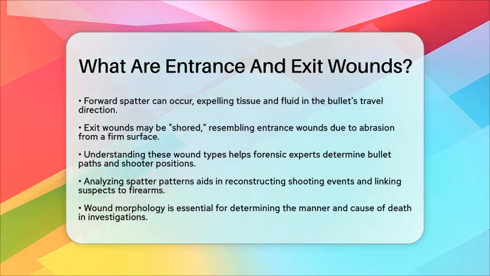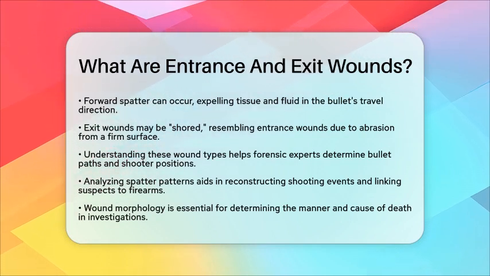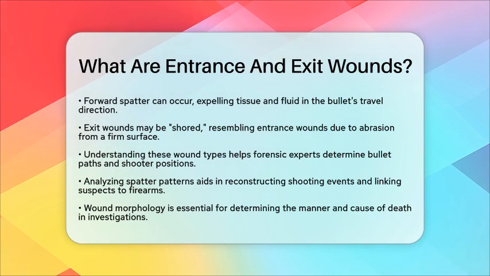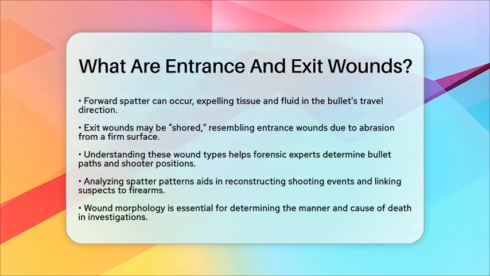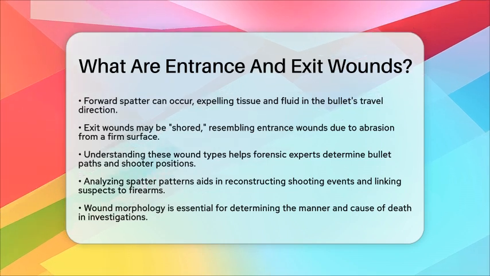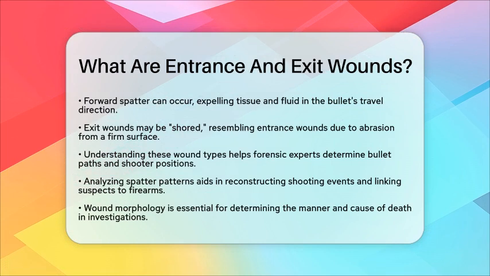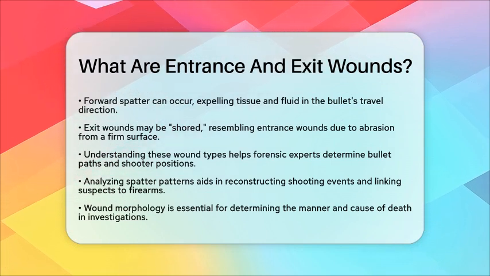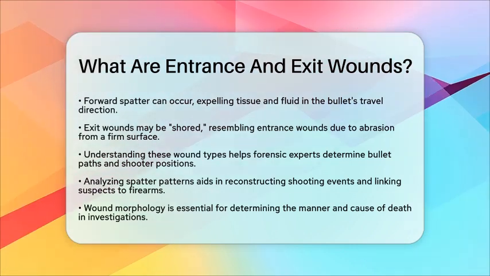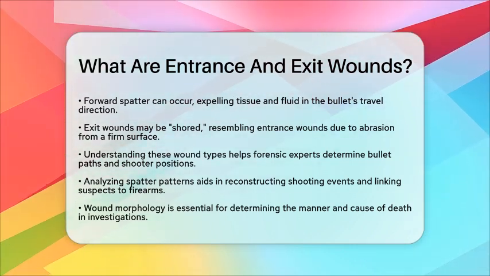The study of wound morphology is essential in determining the manner and cause of death, which is crucial in criminal investigations. In summary, entrance wounds are typically smaller and more regular, featuring an abrasion ring and internal beveling in bone. Exit wounds, on the other hand, are larger, irregular, and lack an abrasion margin, showing external beveling. These distinctions play a vital role in forensic pathology and true crime investigations.